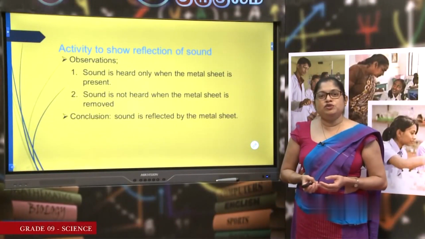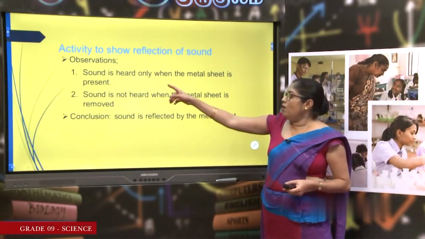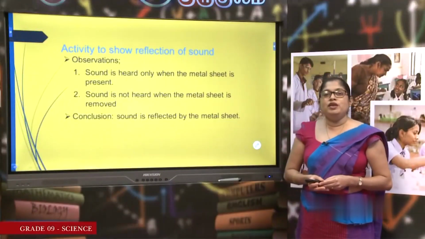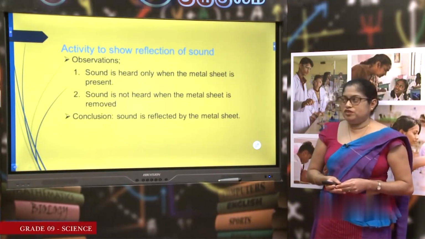These are the observations of the video you watched just now. What is an observation? Observation is what you saw in an activity. Here you heard sound when the metal sheet is present at a certain point, and when the metal sheet is removed, sound is not heard. So, what did you learn from this activity? We write it under conclusion. It is obvious that sound is reflected by the metal sheet, because when we remove the metal sheet, you did not hear the ticking sound of the watch.